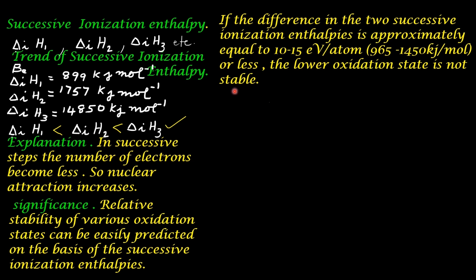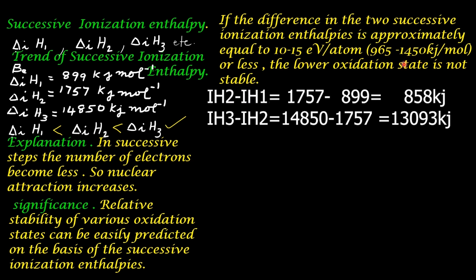We already have the three successive ionization enthalpies for beryllium. Let us see which one of the ions will be more stable. The difference between the second ionization enthalpy and first ionization enthalpy is 858 kilojoules, which is less than the limit that is shown above. So, +1 oxidation state is not stable for beryllium. The difference between the third ionization enthalpy and second ionization enthalpy is equal to 13,093 kilojoules, which is much higher than the upper limit that is shown above.